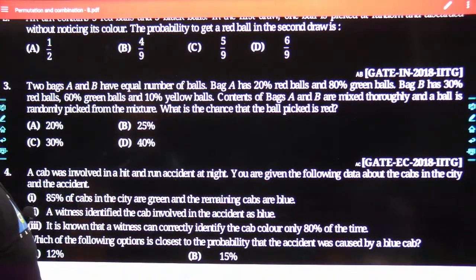The two bags A and B have an equal number of balls. Bag A has 20% red balls and 80% green balls. Bag B has 30% red balls, 60% green balls and 10% yellow balls. The contents of bags A and B are mixed together and a ball is randomly picked from the mixture. What is the chance that the ball picked is red? Four different options were given.